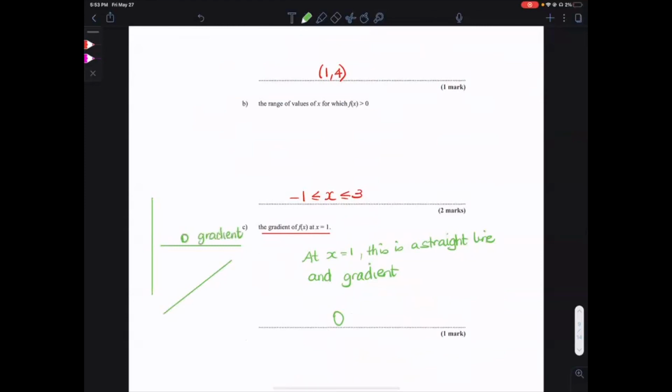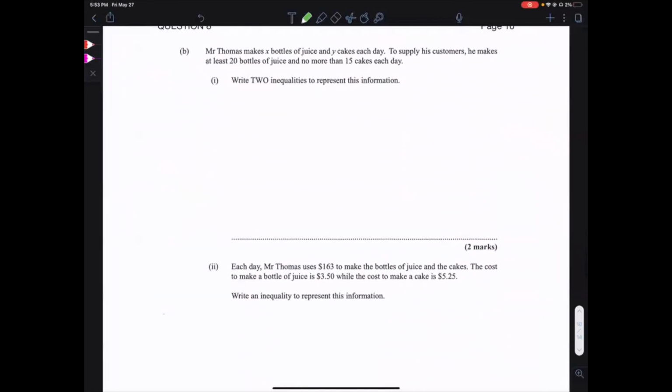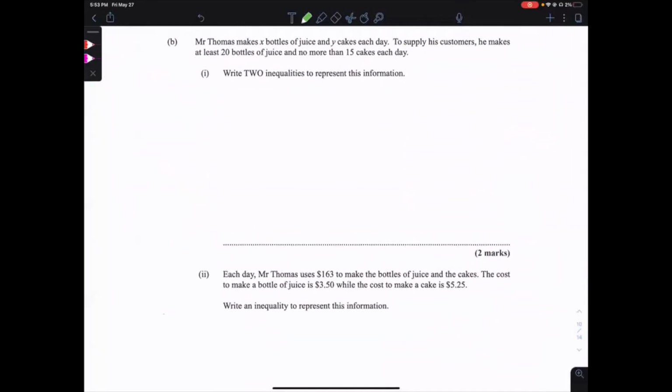So that is something we're supposed to know, zero gradient, right? Before my iPad dies here, I want to do this one. Mr. Thomas makes X bottles of juice and Y cakes. So we want to write that: X juice he makes and Y cakes.